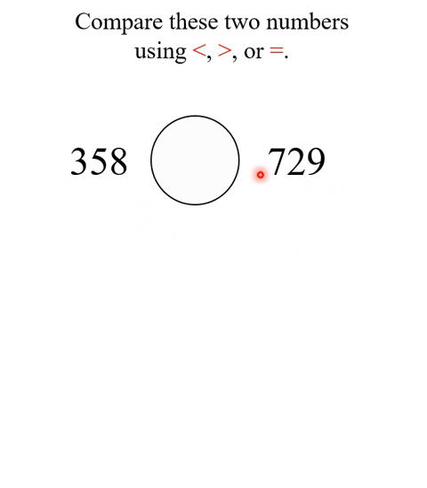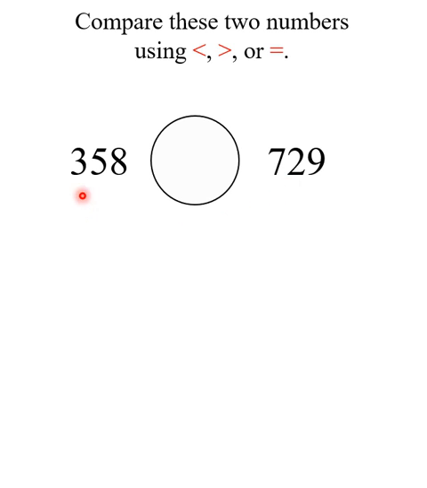So let's start by looking at 358 and comparing that to 729. When I start, I always want to start in my hundreds place because we know that hundreds are bigger than tens and ones. In the number 358, I have 3 hundreds. In the number 729, I have 7 hundreds. I know that 3 is smaller than 7. It's less than 7. So I know that 358 is smaller than 729.